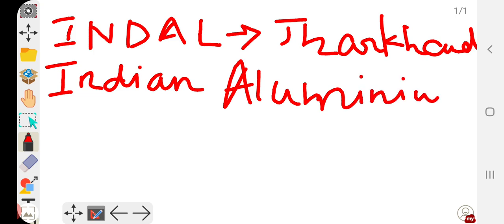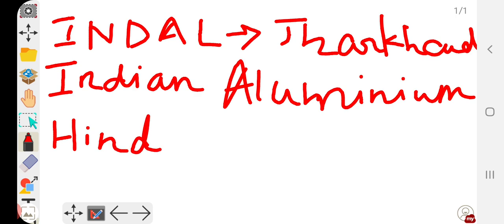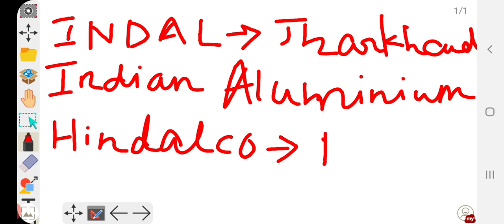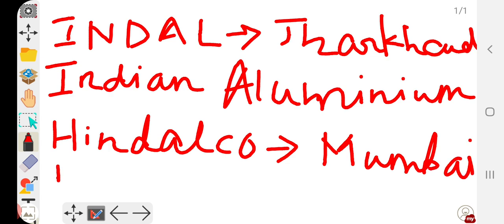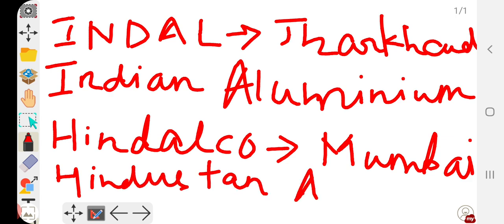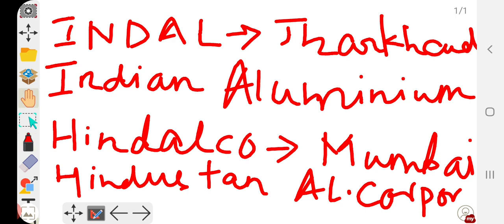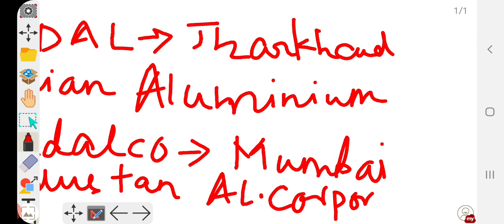Now next, it is Hindalco. The next aluminium plant is Hindalco, which is situated in Mumbai, and the full form of this is Hindustan Aluminium Corporation. I am just writing the abbreviation for the aluminium. That is Hindalco.